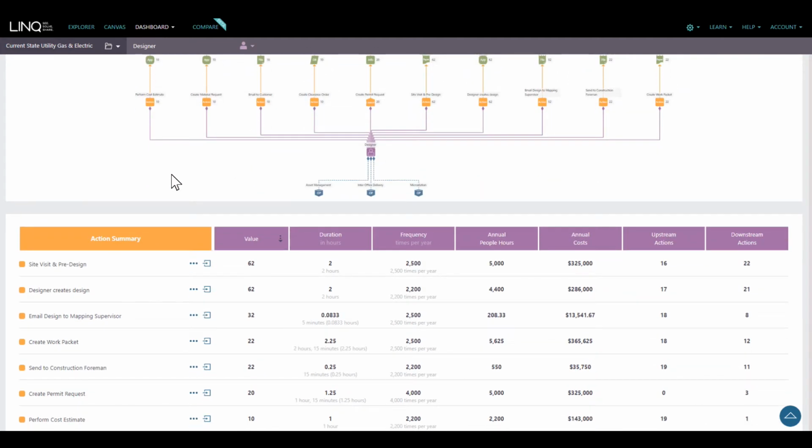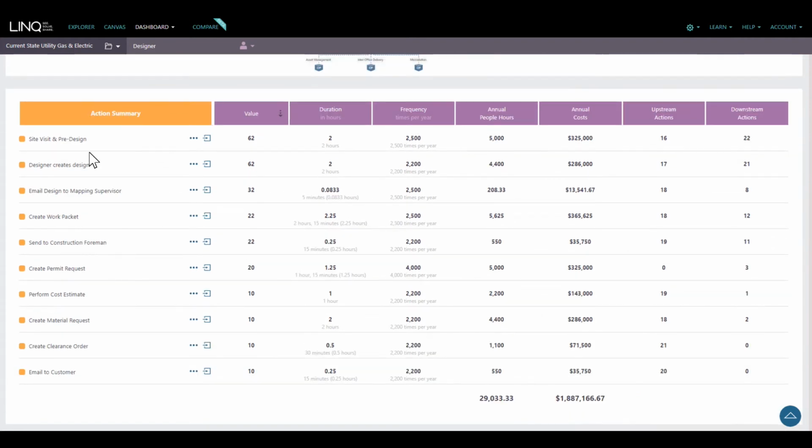Scrolling down, you can see the highest value action for this role. This is a detailed summary of the actions taken by the designer and all the details about those actions. You can even click here to jump back to the canvas to see the action in the context of the overall model, should you desire to do that.